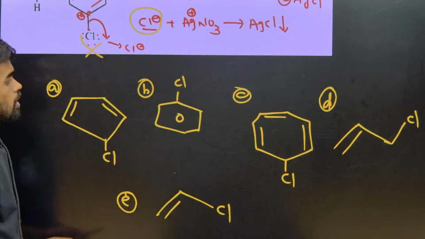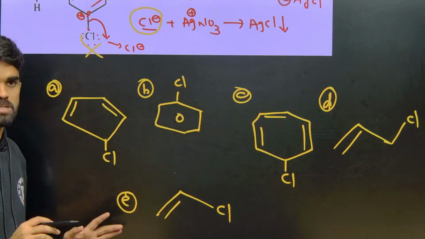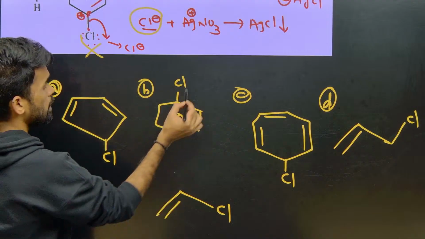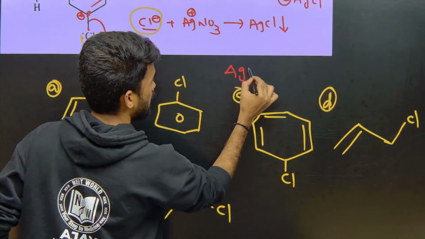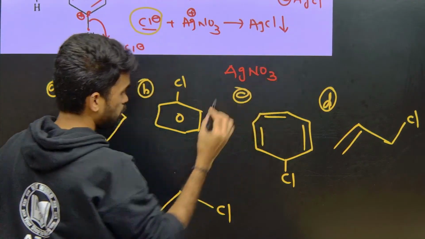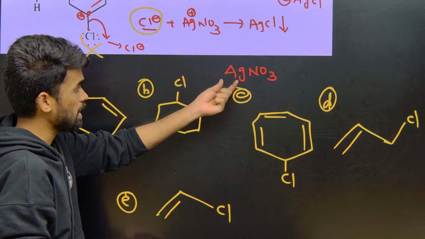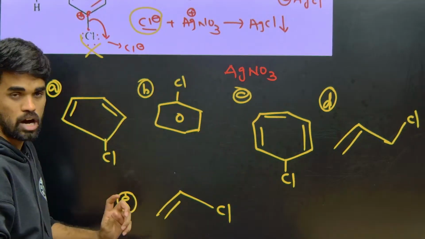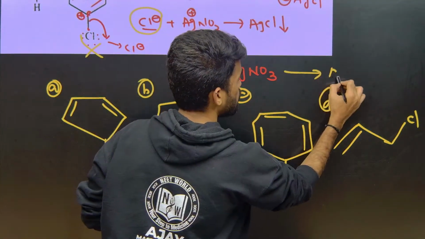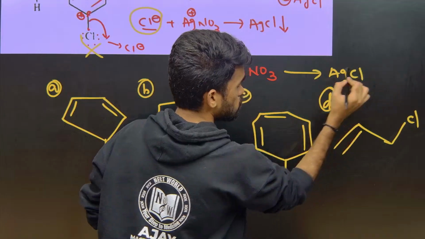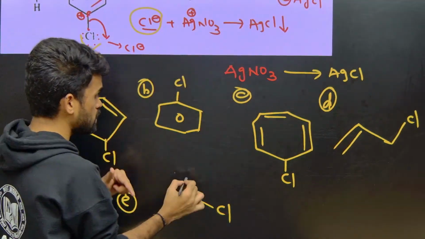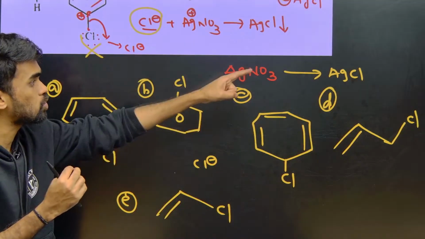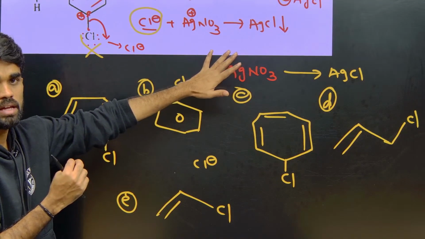So tell me, out of these A, B, C, D, E options, which compounds can form a precipitate when treated with AgNO3? Precipitate means the Ag ion from here and the chloride ion from the respective compounds should combine to form AgCl. That's it. So in order to form this, what do we require? We require a chloride ion from these 5 options. So which will give that chloride ion when treated with this? This is my question.